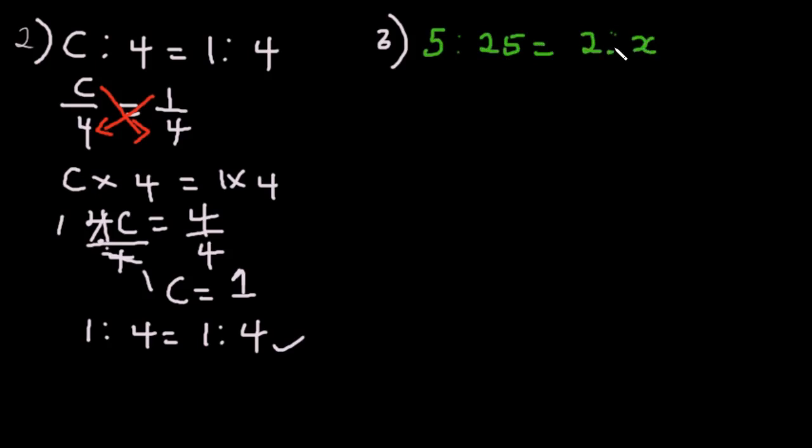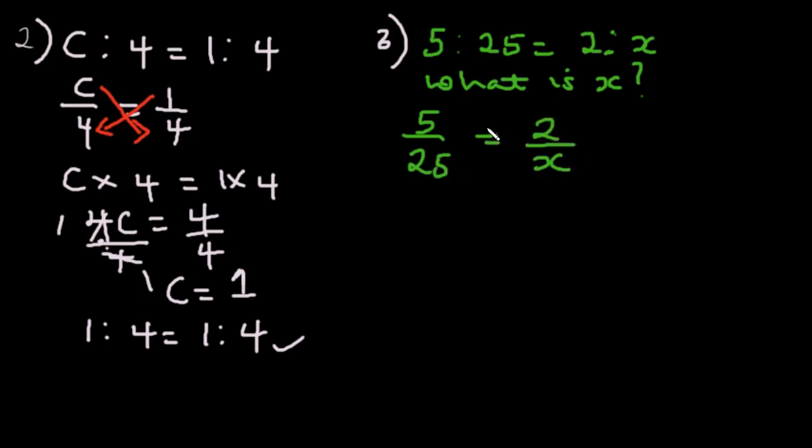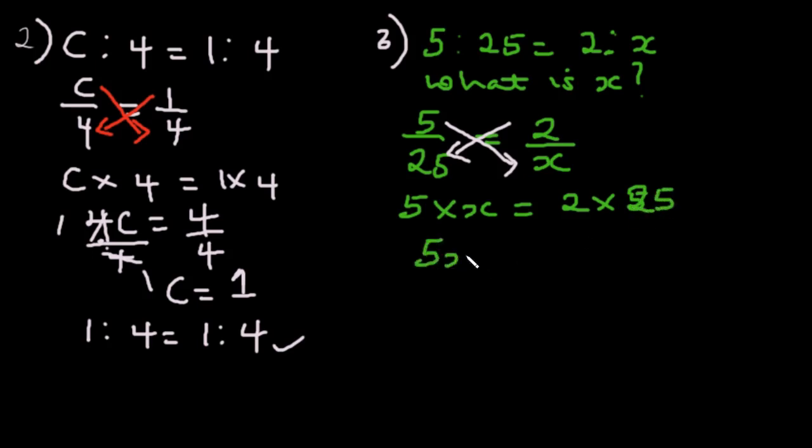So the third example, I have 5 ratio 25 equals 2 ratio x. I'm looking for x. What is the value of x? So I have 5 over 25 equals 2 over x. I cross multiply like I did in the other examples. So we have 5 multiplied by x equals 2 multiplied by 25.